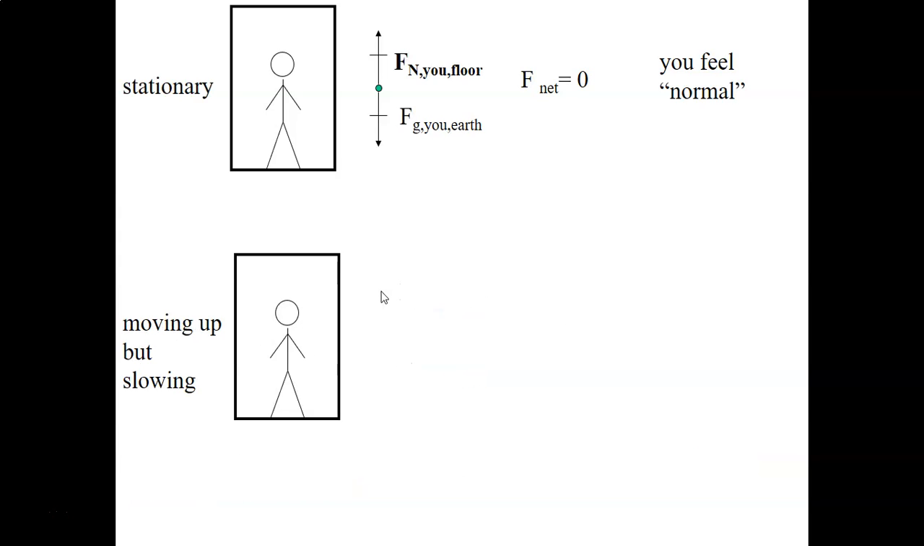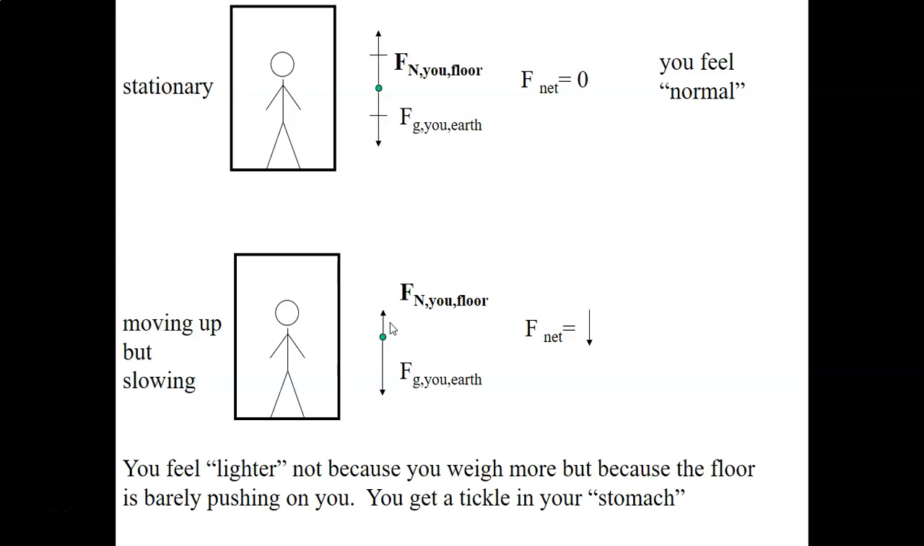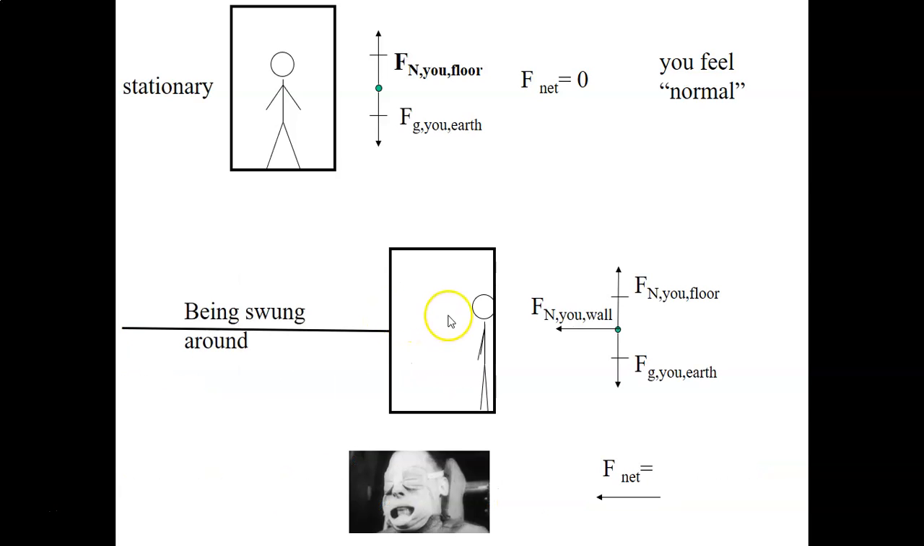When you're moving upwards and slowing, that normal force decreases because there's a net force on you downwards. If you're moving up and slowing, the net force is down, and that normal force is decreased, so you feel lighter than normal. So it's not that you're actually lighter or gravity is any weaker on you. If you're being swung around, and this is a little weird, if you put the elevator cord on the side and swung it around in a circle, this would be like that Tom's Twister ride that we were talking about. The normal force would be pushing you to the center of the circle, or left from this picture, and you would feel like something is pushing you to the right.